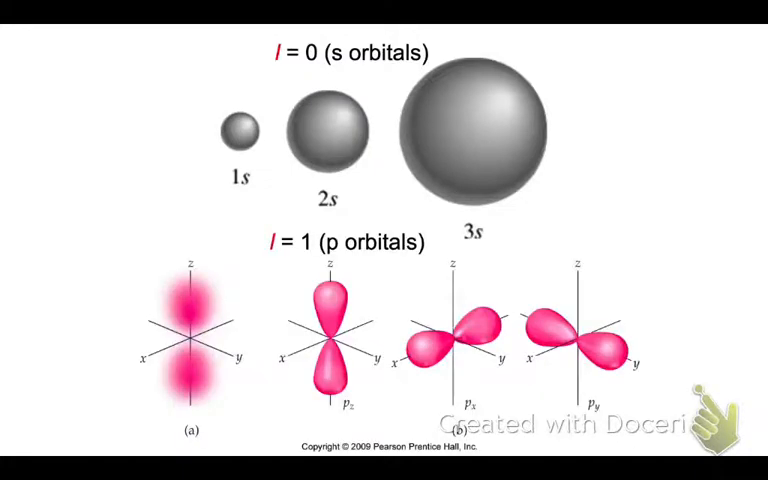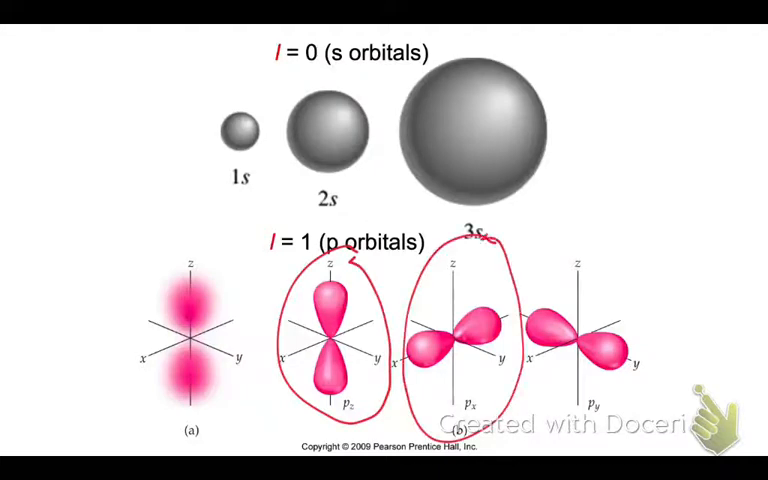When L equals 1, this is the P orbital, and if you look at the P orbital, it's made of 2 lobes. These 2 lobes can align themselves in one of 3 ways, either on the z-axis, the x-axis, or the y-axis. So therefore, I'm going to have 3 of them. One of them is going to be called PZ, one of them is PX, and the other one is PY.